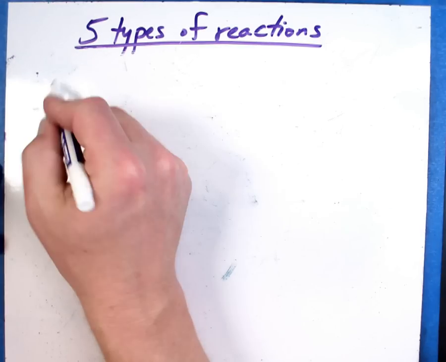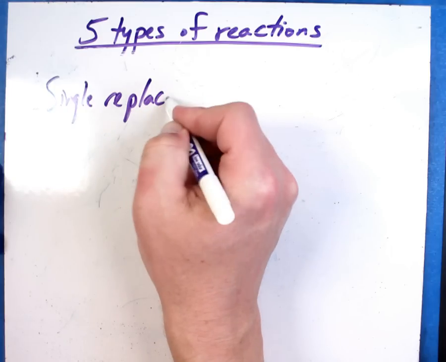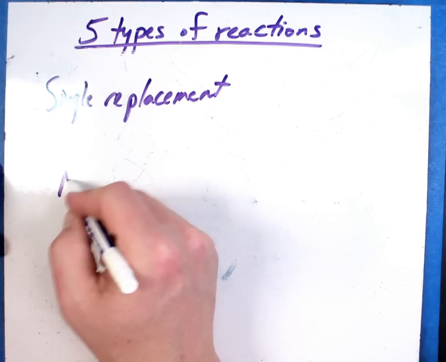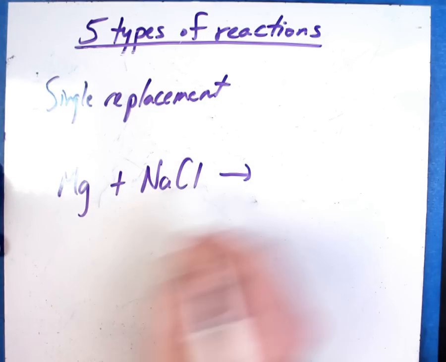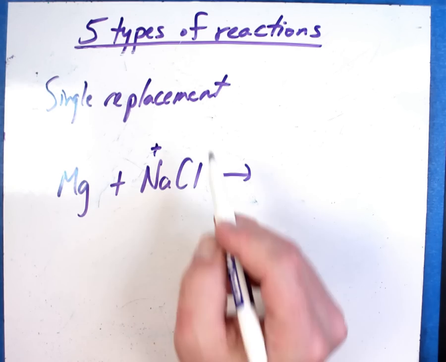In a single replacement, let's see if we can figure out what's happening. You're going to take something like this, Mg plus NaCl. It's a single and a group. All you have to do is look at your chart and it tells you what to do. Na is plus 1, so it's a plus. Chlorine is a minus 1. We already looked at that, but it's right there.